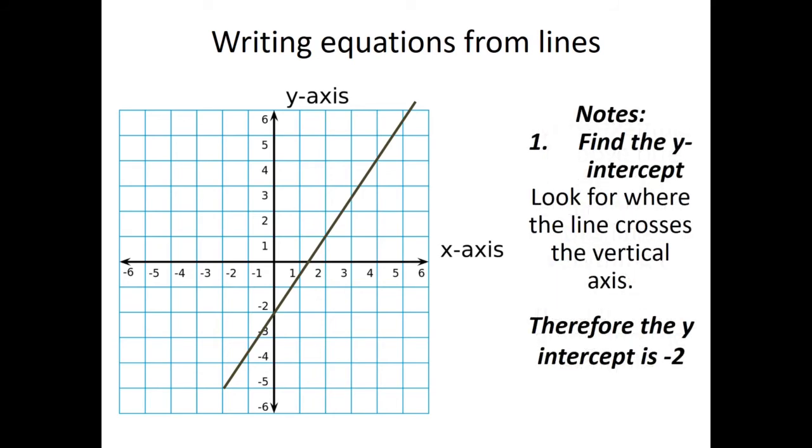Notes. Find the y-intercept. Look for where the line crosses the vertical axis. It says therefore the y-intercept is -2. So that's there, look. That's the point on the y-axis, the vertical axis, where this diagonal line cuts the y-axis. So we've got a y-intercept of -2.